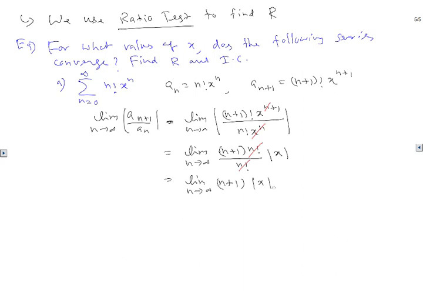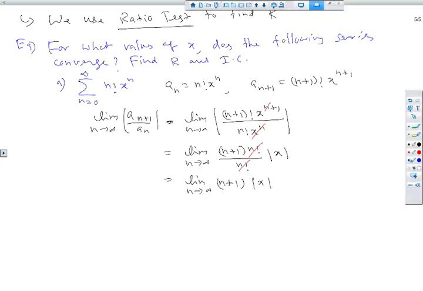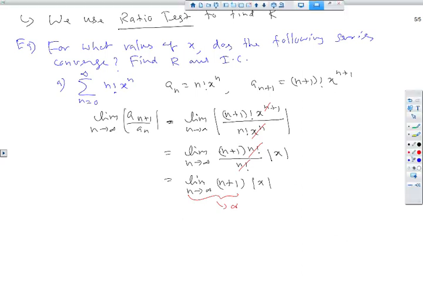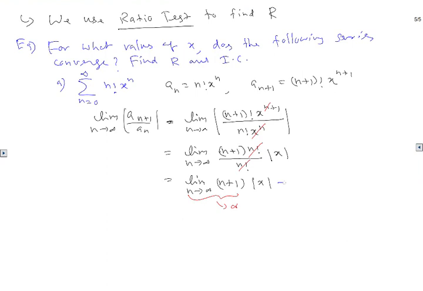But what's going to happen? We know that this term goes to infinity. So that means this limit is simply infinite. No matter what value you pick, it is always infinite for any x not equal to 0. So that means if x is not equal to 0, this goes to infinity. So due to the ratio test, the series diverges. So that means it's going to converge only at x equals 0.